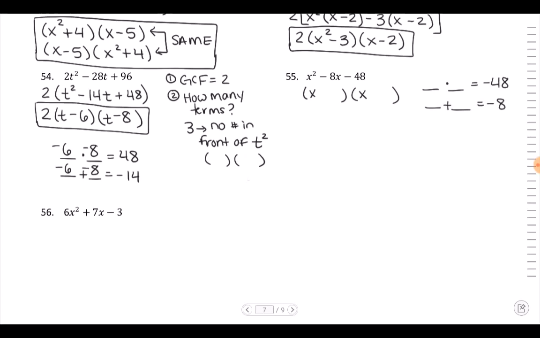Let's see. So if I start going through my list of numbers, 1 and 48 isn't going to work. 2 and 24, that doesn't work. 3 and 16, no. 4 and 12, oh, 4 and 12. How about negative 12 and positive 4? Does that work? I think so. If I multiply them, I get negative 48. If I add them up, I get negative 8. Yeah, that works. So negative 12 and positive 4. You can always check this by foiling it out and making sure it comes back to the same thing that you started with.